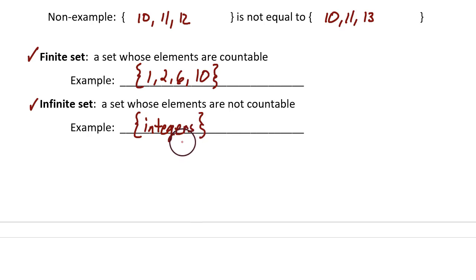If you tried to list out all of the elements that are in the set, you would never reach the end of that list because the integers are numbers such as 0, 1, 2, 3, 4, 5, 6, and all of the negatives of those numbers. That list of numbers is unending. It is an infinite set.